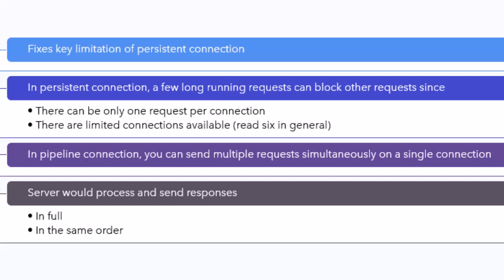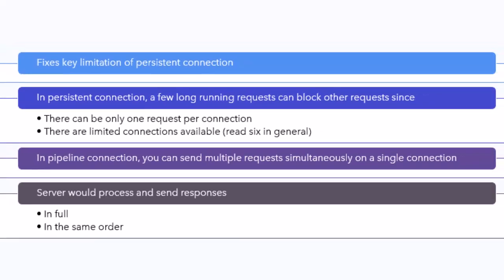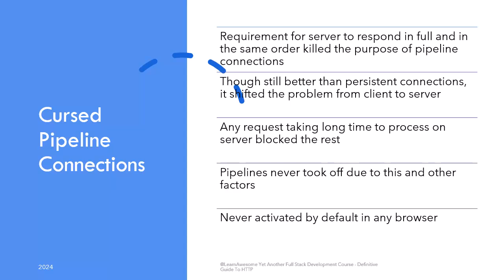Example aside, the pipeline connection model allows the client to send multiple requests at once to the server as soon as the connection is open. The server would process these requests and send the responses back in full and in the same order. Unfortunately, the last line, that is server responding in full and same order, was a real killer, literally.